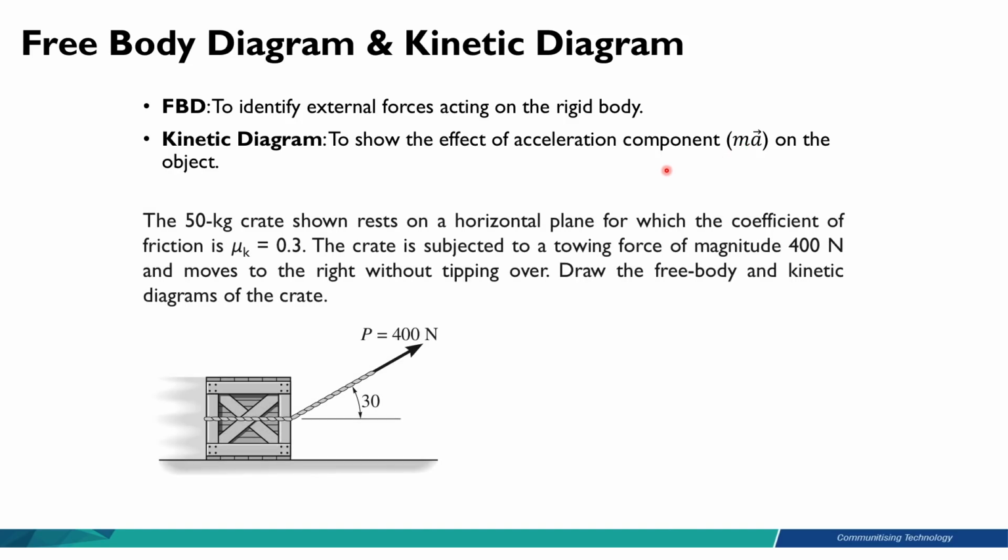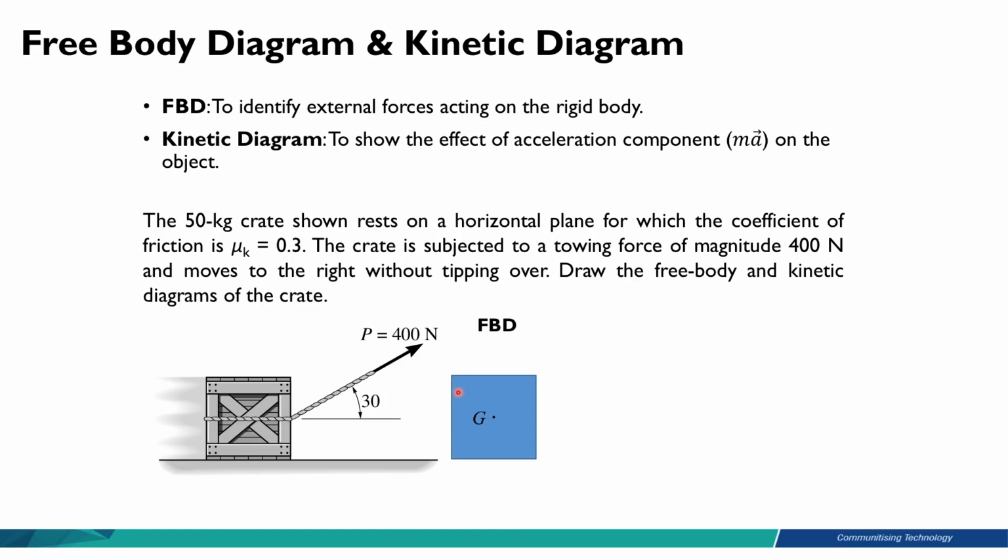So let's take a look at an example. Let's say we have this example here. The 50 kg crate, the box here, rests on a horizontal plane for which the coefficient of friction is mu k equals 0.3. The crate is subjected to a towing force of 400 Newton, moves to the right without tipping over. Draw the free body and kinetic diagrams of the crate. So how do we begin by drawing the free body diagram?